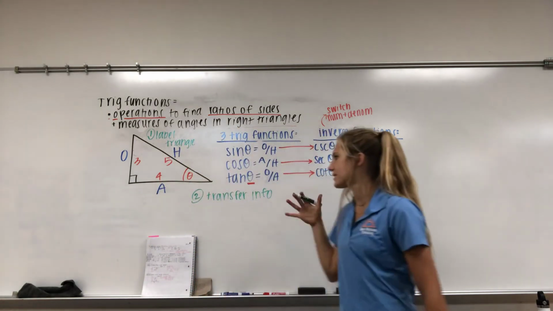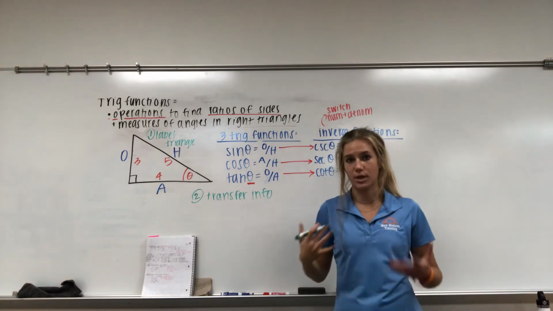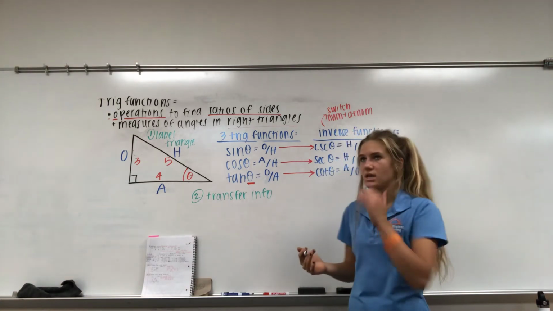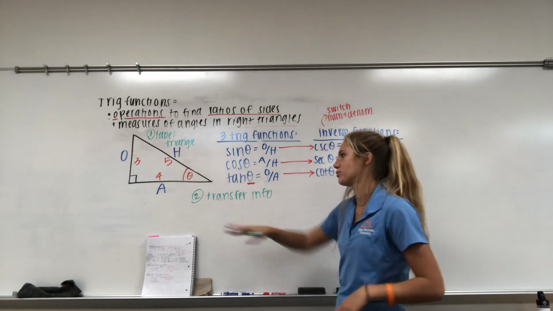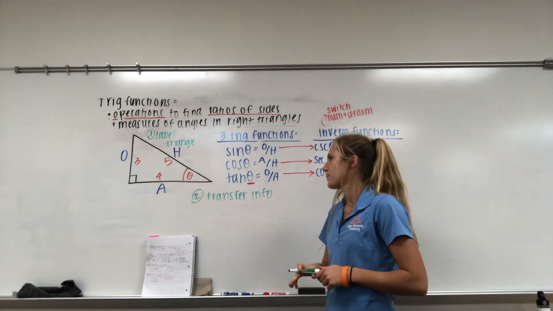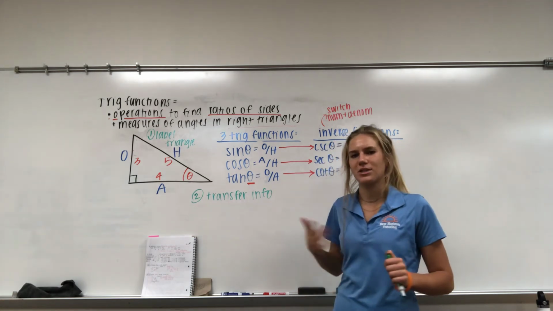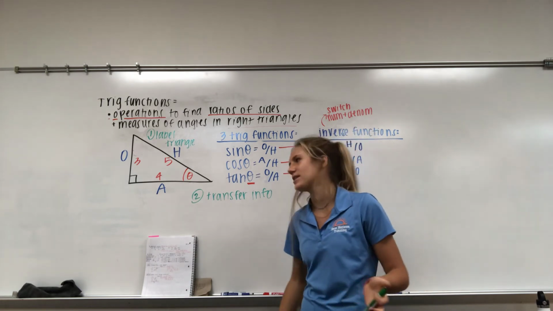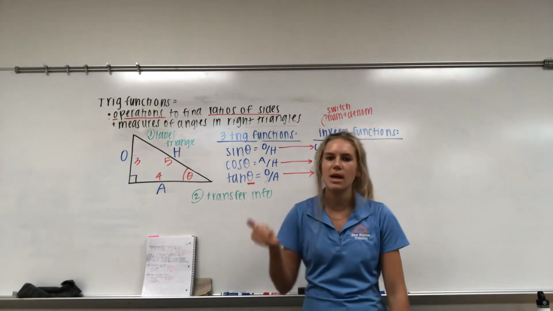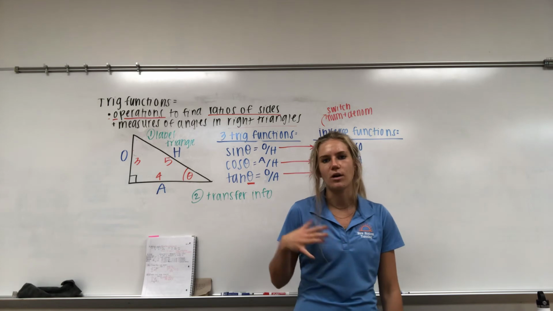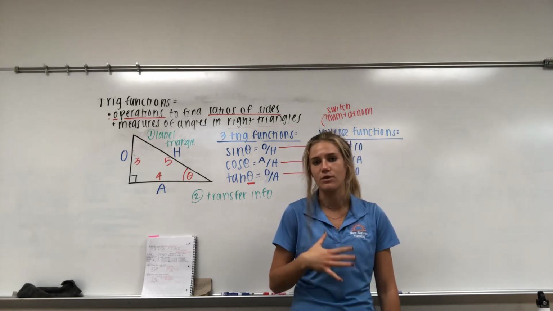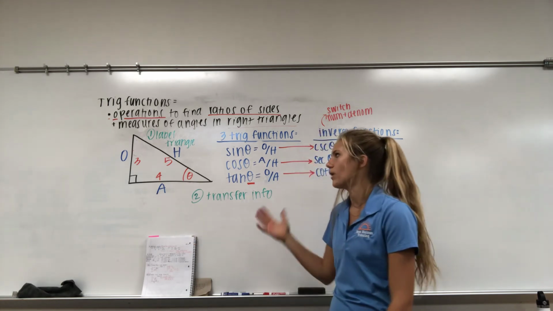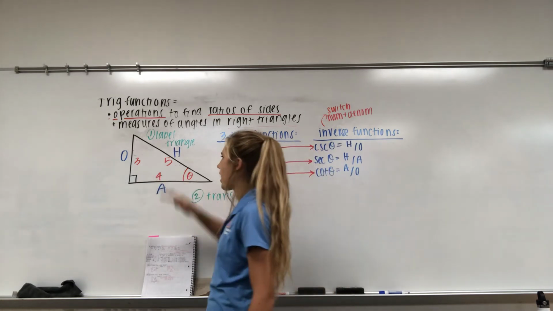So your second step when you get into an actual trig problem is going to be transferring your info. That's basically what I kind of did up here. We just didn't really talk about it explicitly in these terms. But by transfer my info, I just mean put whatever side measurements they give you onto the triangle. So I just came up with these, but like 3, 4, and 5.